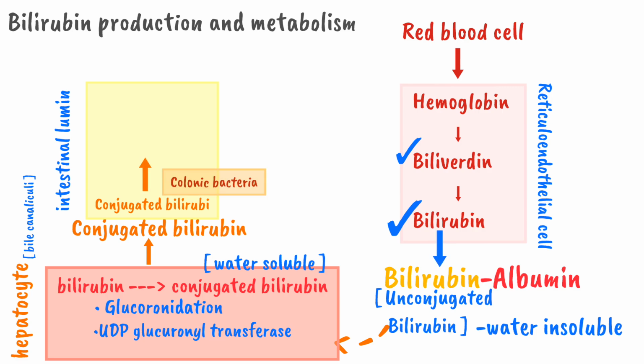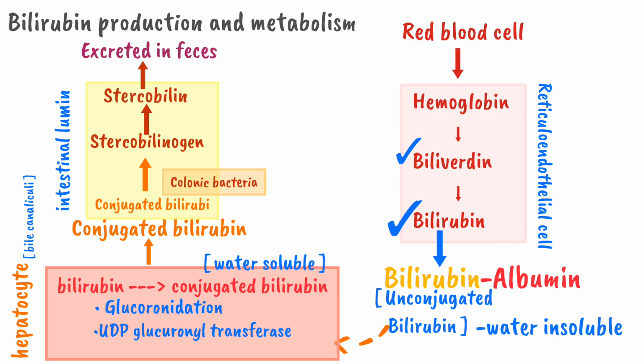The colonic bacteria will convert the bilirubin into stercobilinogen, and the stercobilinogen is further oxidized to form stercobilin, and this stercobilin will give the characteristic yellow color to feces. So whenever there is any obstruction to the biliary flow, there will be a lack of stercobilin and the patient will have a pale stool. Remember, not all of the bilirubin from the body is excreted through feces. Some of the bilirubin is also excreted through urine.